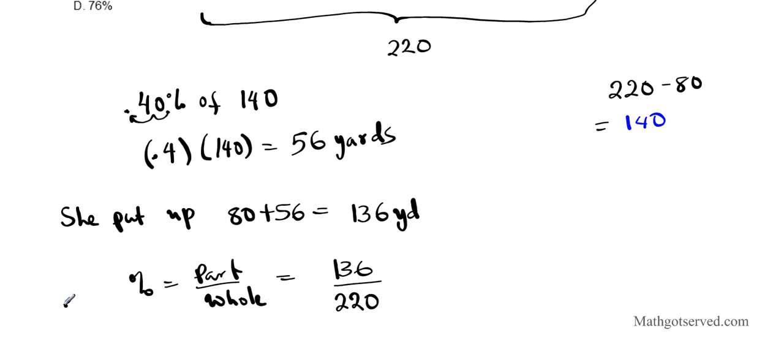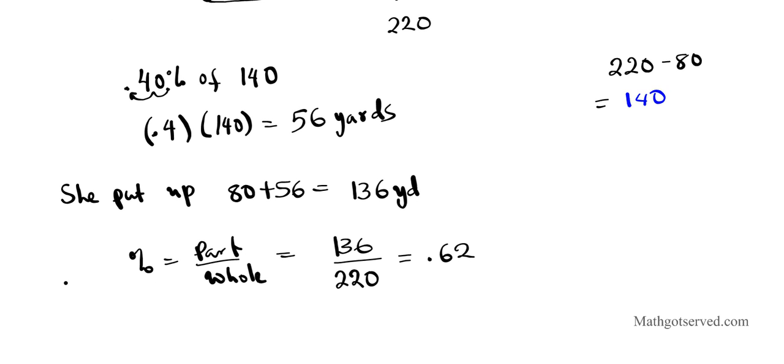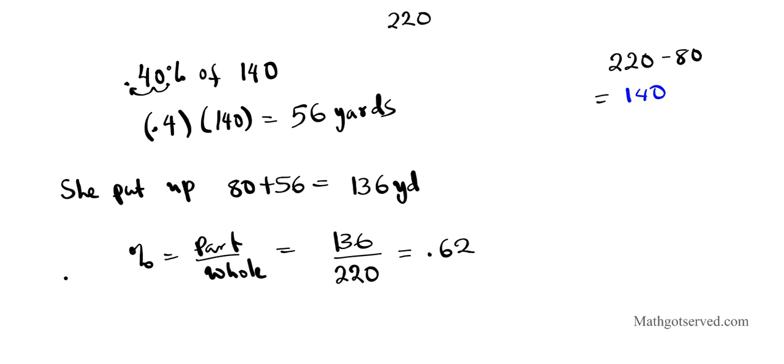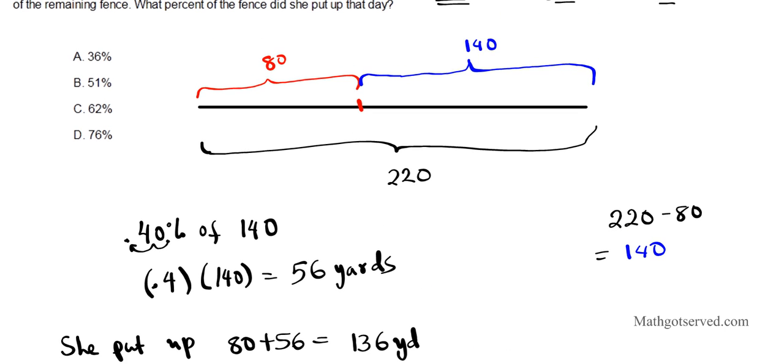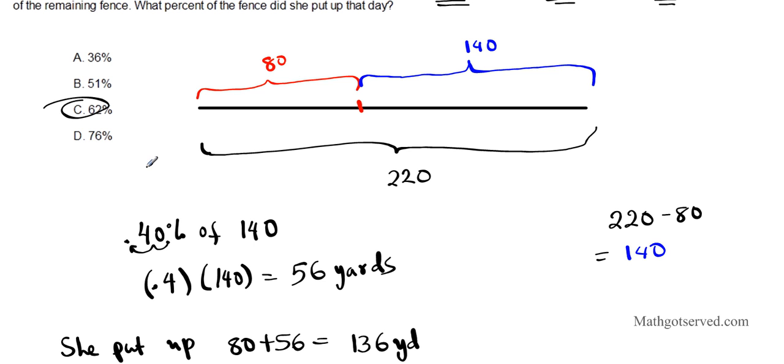Okay, so it equals 0.62. What is 0.62 in percentage? To write this in percentage form, all we do is move the decimal point back twice. Okay, so let's multiply by 100. So 0.62 equals 62%. Okay, because 0.62 is the same thing as 62 over 100, and 62 over 100 is the same thing as 62%. All right, so our answer to number 3 is option letter C.